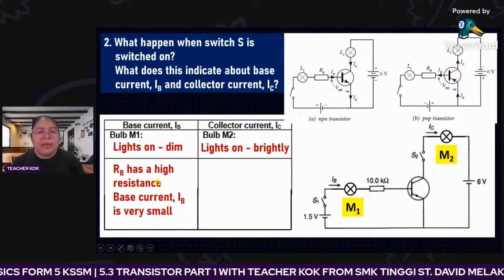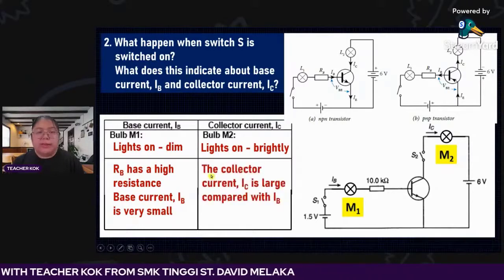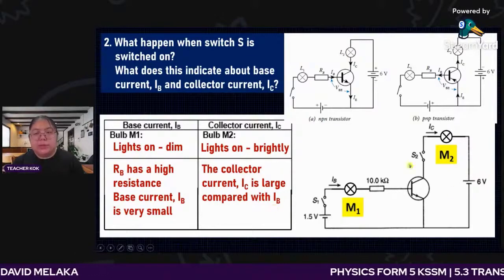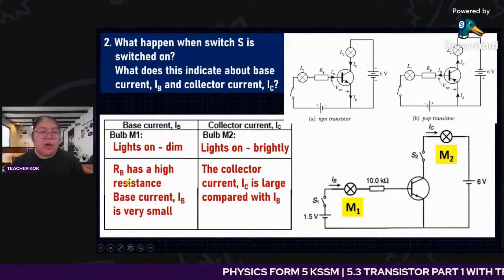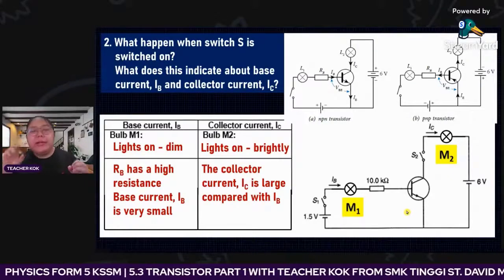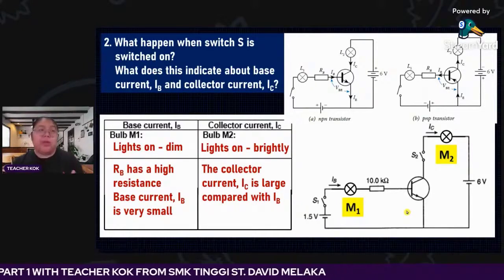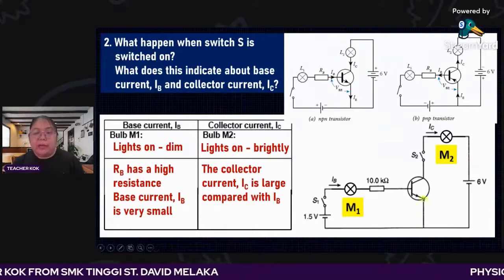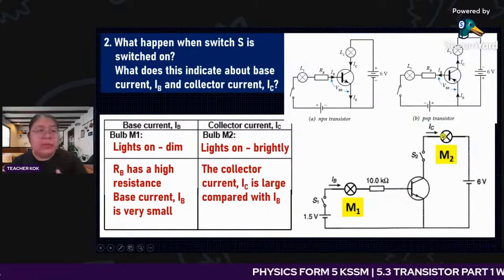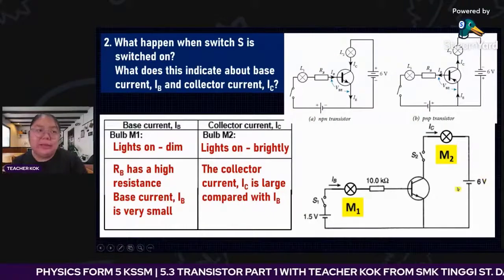RB has a high resistance, so the base current is very small. The collector current is larger compared to IB. So this part produces a bigger current compared to the base current. From here the conclusion: where is the biggest current? IE. Remember, IE, the emitter, is the biggest one because it collects all the current. IB should be the smallest one, then IC is the middle one. IC is bigger because the potential difference is higher.